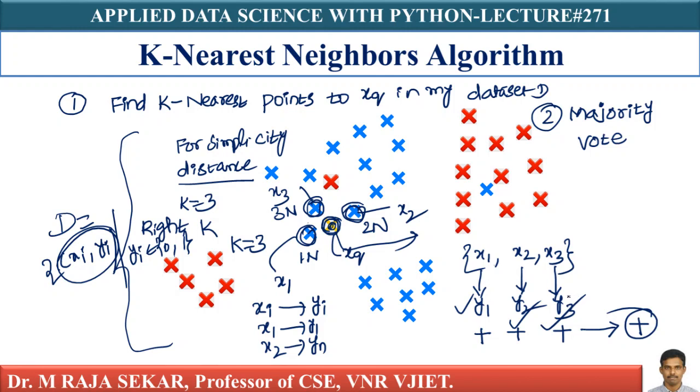The 3 nearest neighbors to my query point xq are all positive. I declare that my corresponding yq is positive, your yq is blue. Why? Because its nearest neighbors are 3 blue points. All the neighbors are blue points. In our context, we are assuming that blue means positive.